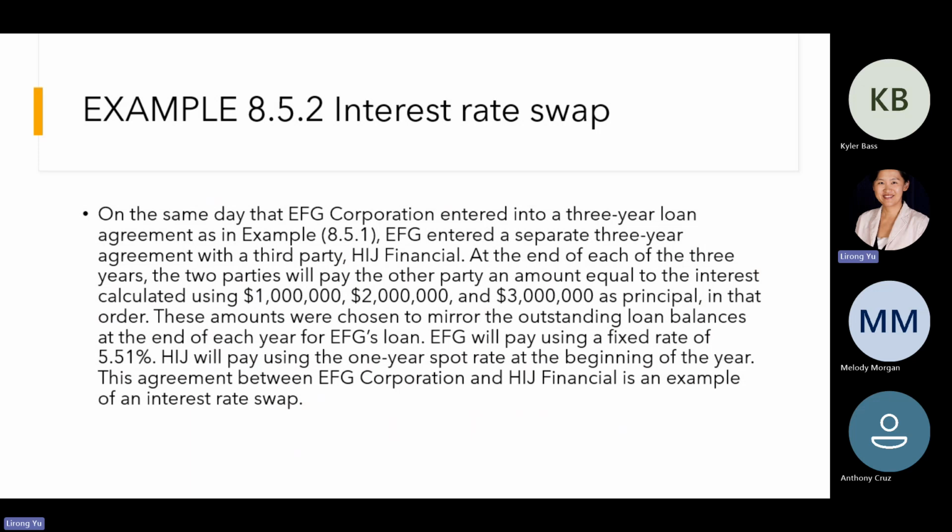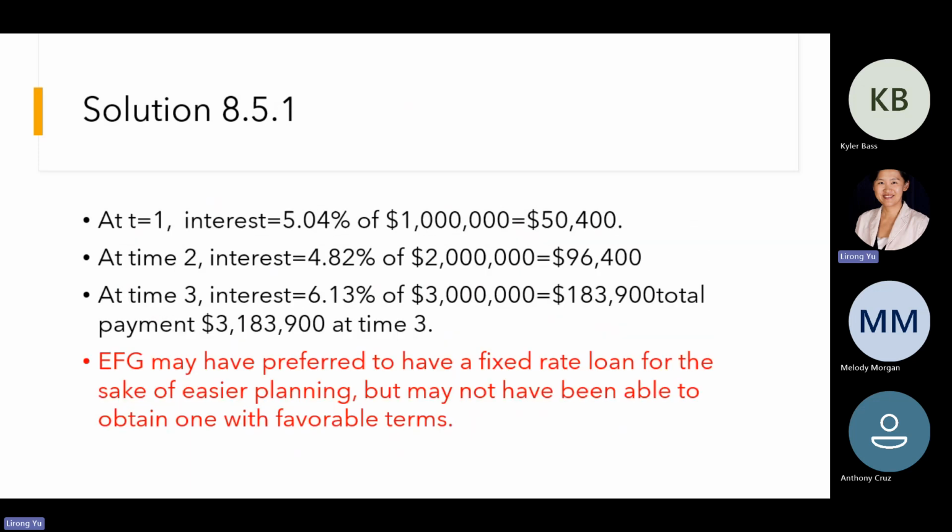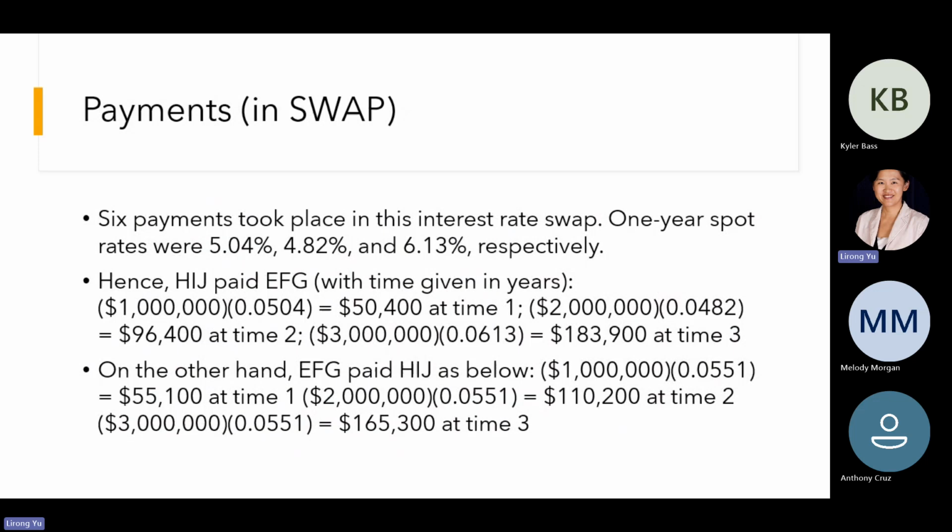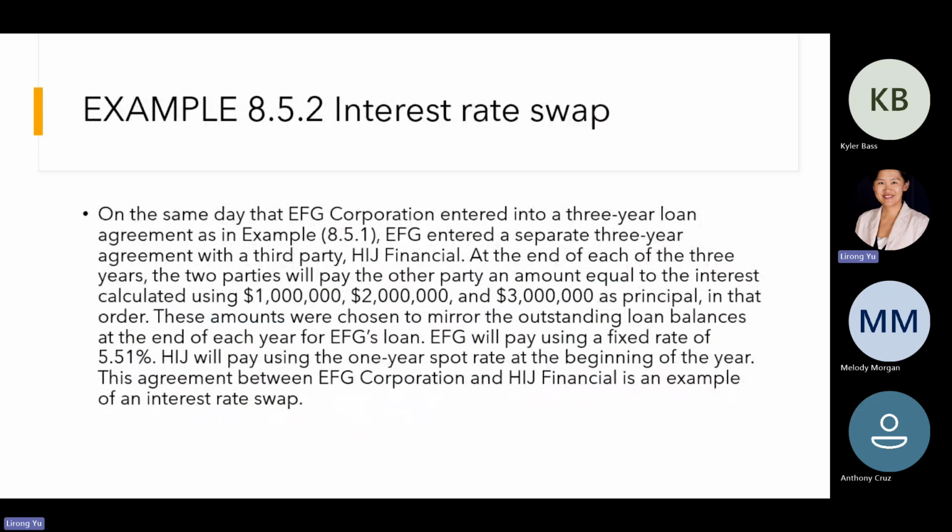EFG will pay using a fixed rate of 5.51%. See, this interest rate is not too high compared to the floating rate. Well, how do we know the floating rate? You can use the spot rate at the time to predict what happens. So here we are. EFG will be paying a fixed rate of 5.51. HIG will pay using the 1-year spot rate at the beginning of the year. So in this case, EFG will be receiving the floating rate and paying the fixed rate.